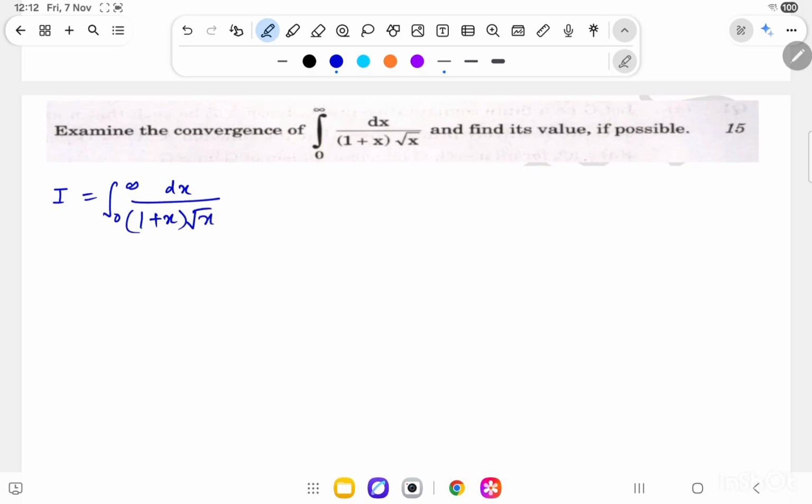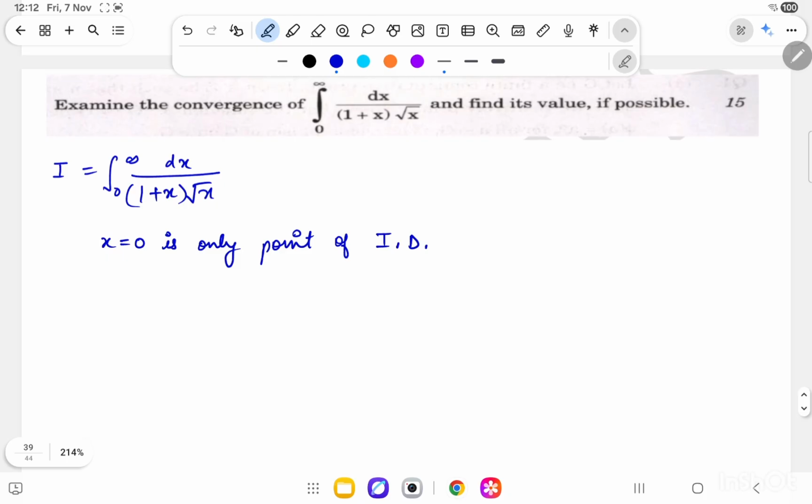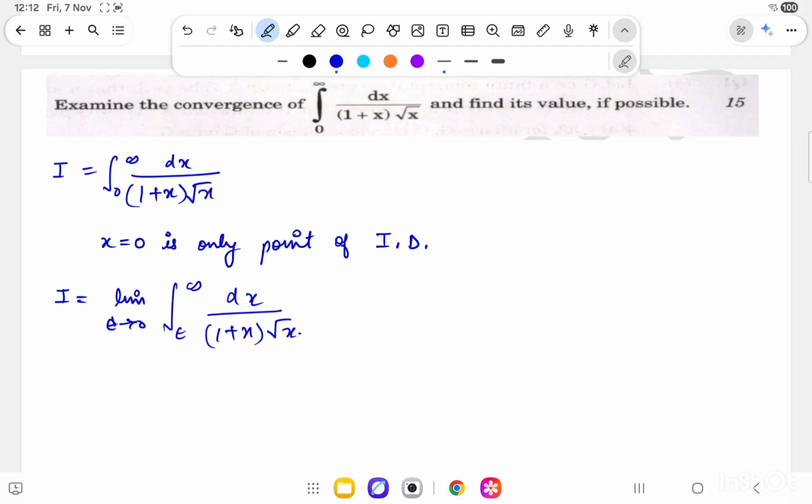Now if you observe, in this question x equals 0 is the only point of infinite discontinuity. I'm writing infinite discontinuity as id. There is x equals minus 1 as well, but that lies outside the limit of integration, so we'll not consider that. So I can write my I as limit epsilon approaches 0 integration from epsilon to infinity dx by 1 plus x square root of x. Now we can evaluate it directly as well, or based on comparison test.